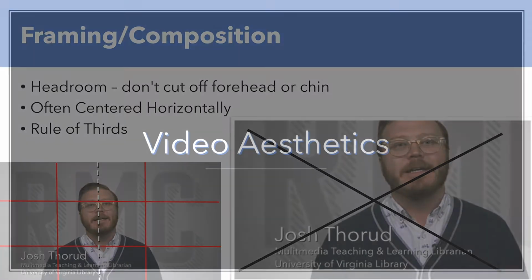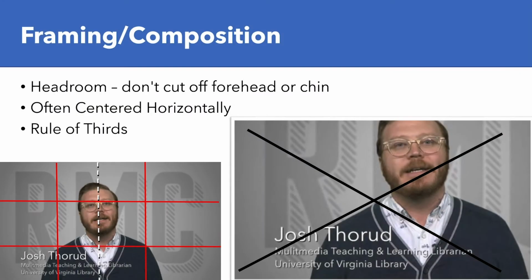Let's talk a little bit about video aesthetics. These are tips and strategies to help make your videos look a little bit better, and things you can plan in advance for. When you're recording video, think about framing and composition. The first thing you want to think about is headroom, which just means that you leave enough space above the head so you don't cut off at the forehead or the chin, or have an awkward framing on a human.